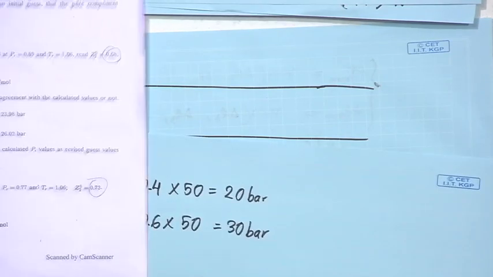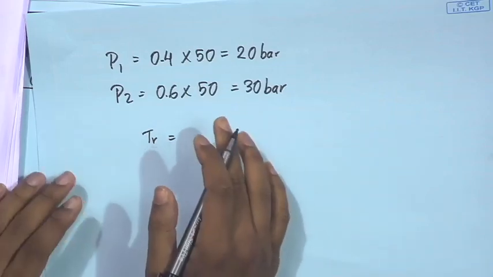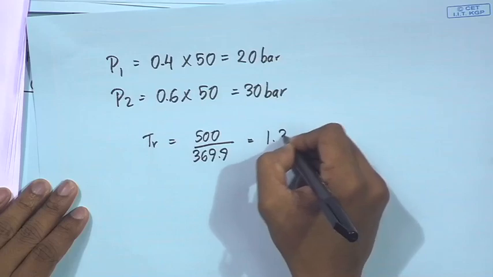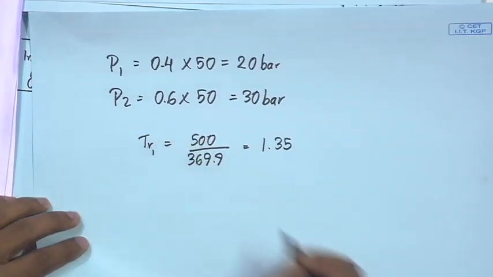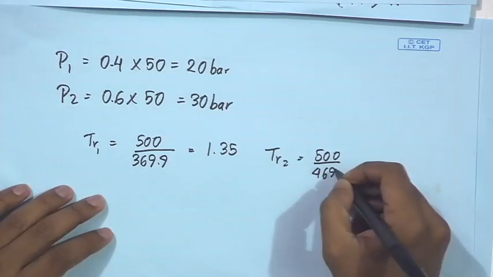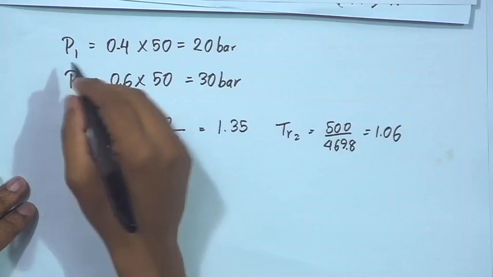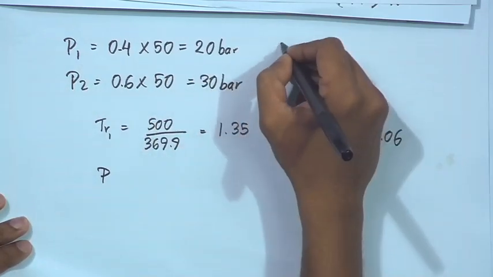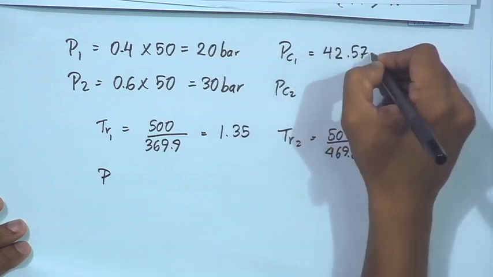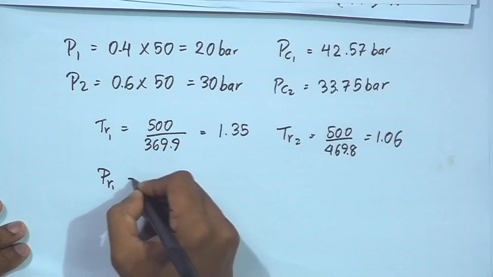Now we know the PC value, we know the TC value, everything. So our reduced temperature value is the same as the one we measured for the Amagat's law case, that is 500 by 369.9. This is the critical temperature. So that we got as 1.35. Now using these P1 and P2 values, we know the PC1 and PC2 values, so we find the PR1 and PR2 values.